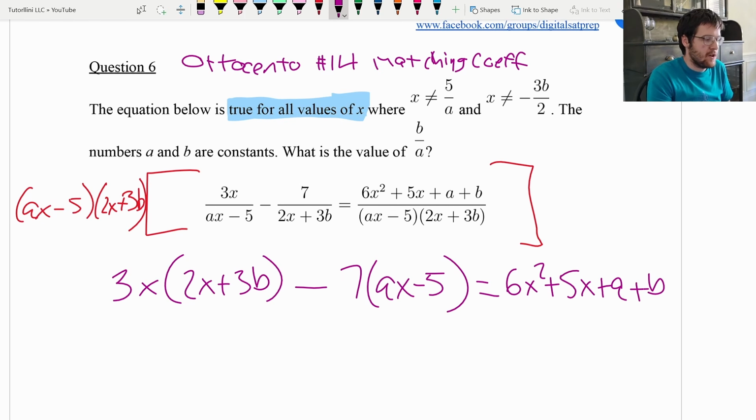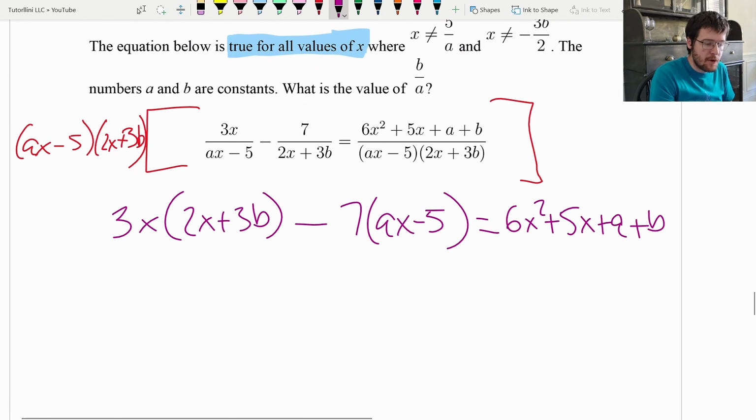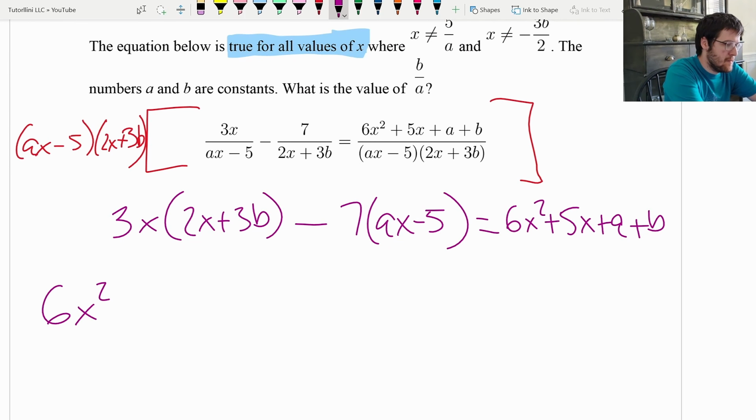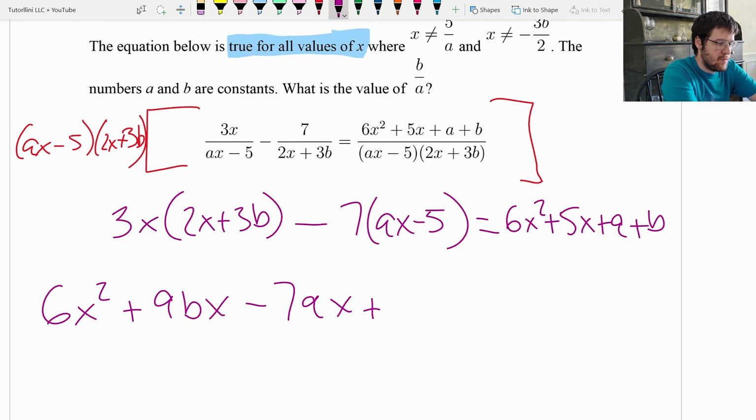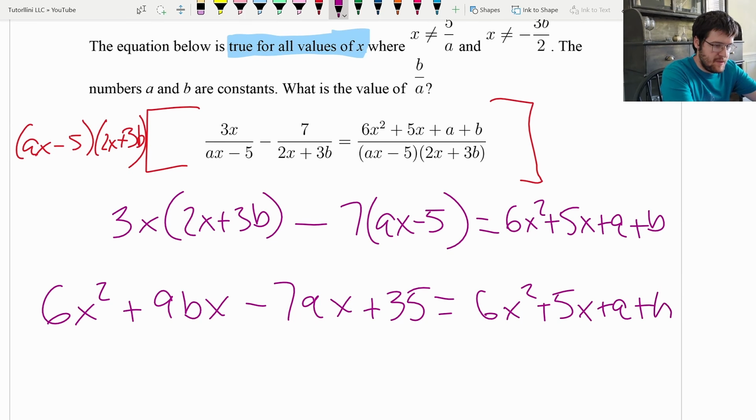Okay, now we're going to start getting the left-hand side in standard form so that we can match the coefficients. So we've got 3x times 2x, that's 6x², plus 9bx. And then negative 7 times ax, that's minus 7ax. Negative 7 times negative 5, that's plus 35. Equals 6x² + 5x + a + b.